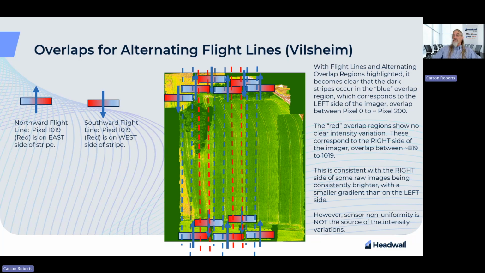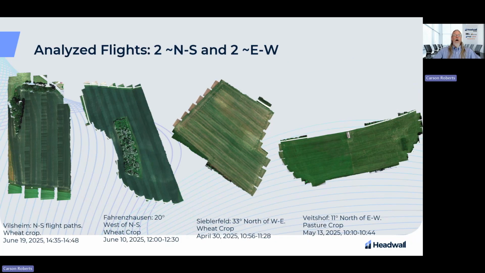And so this could be due to the sensor, but as I will show you, I believe unambiguously later, this is not due to the sensor. It actually has to do with the sun and how plants interact with the sun. So originally, the folks at TUM sent me this Wilsheim flight, which had this pronounced striping.